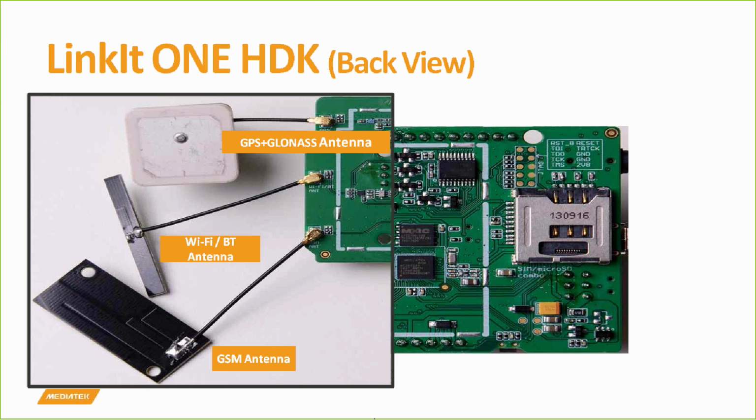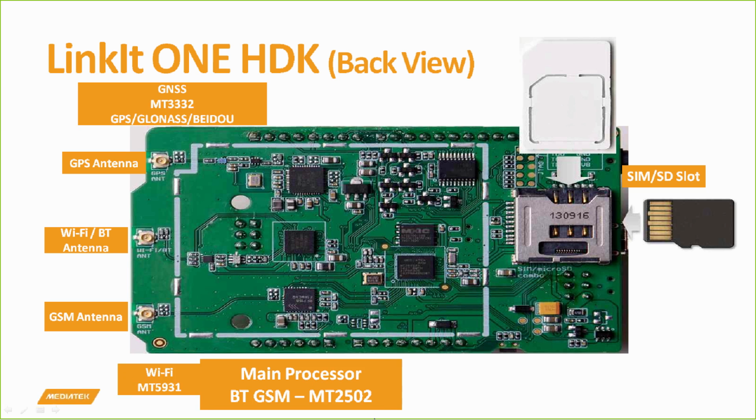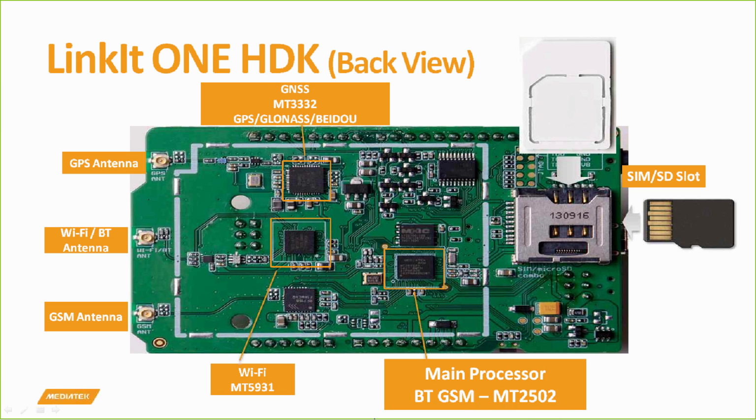There's a Wi-Fi antenna and also GSM. It's a 2G GSM solution on there. For the most part, that's probably appropriate for most IoT solutions, but certainly there may be developments in that area in the future. We also have an SD card. It's conveniently hidden away under the SIM slot, and there you can see the various main chipsets, notably the MT2502, which is an ARM7 processor.